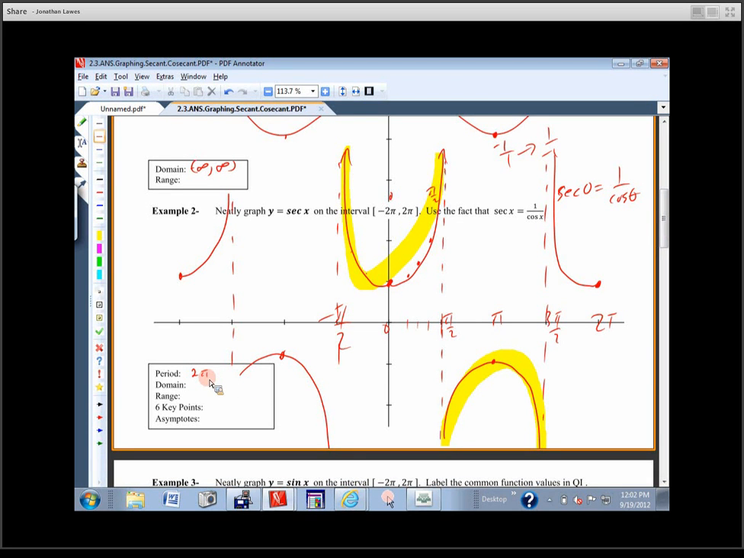Domain. What numbers are okay to plug in? Or it might be easier to say, are there any points that don't work in the secant function?